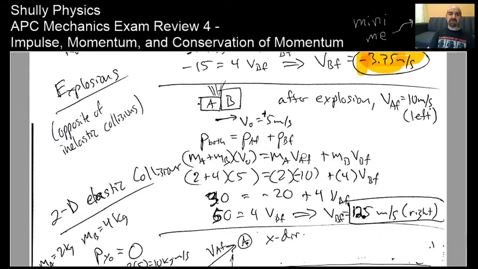Let's take an explosion. A and B are together and bam, they explode apart. This could be as simple as a couple of figure skaters starting on the ice, and they push apart and start to drift apart. That's a very non-violent explosion. Or it could be a rocket that's flying up and it bursts into a couple of pieces. So consider this as the opposite of an inelastic collision.